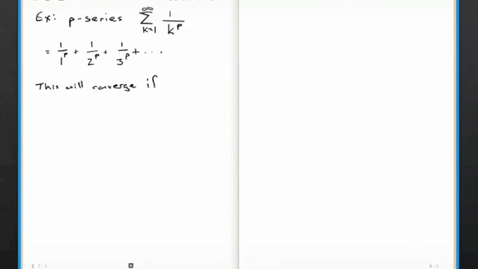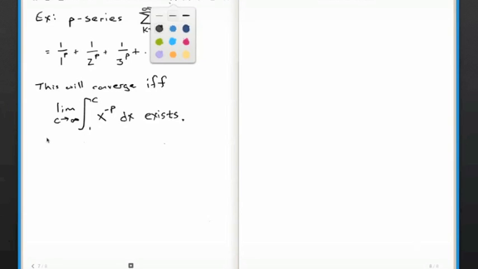Converge if and only if, that's "if" with two f's, if and only if the limit as some c approaches infinity of my improper integral from 1 to c of x, and now instead of writing this 1 over x to the p, I'm going to write it x to the negative p, dx exists. So this integral has to converge in order for this series to converge. So how do we find this limit?